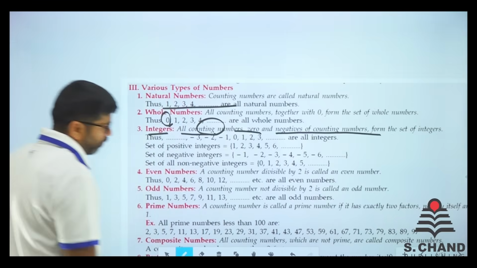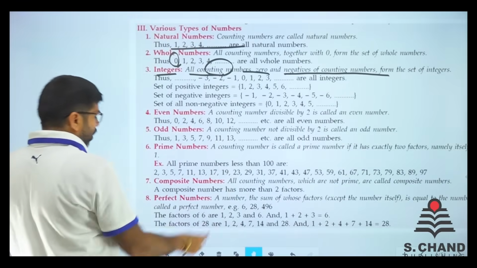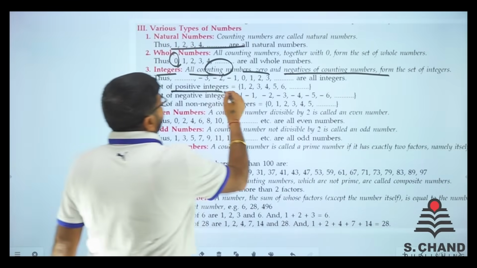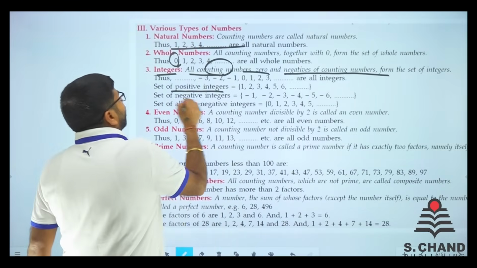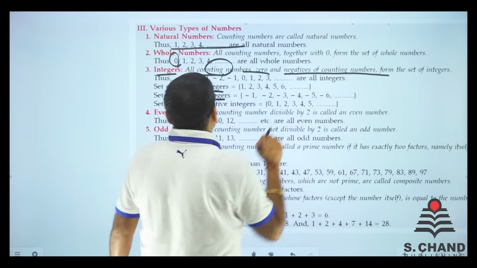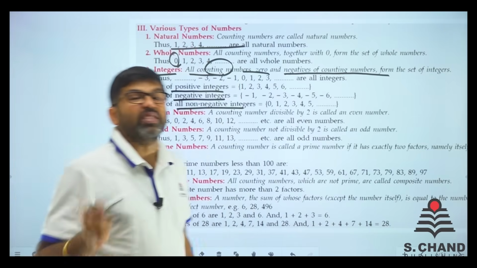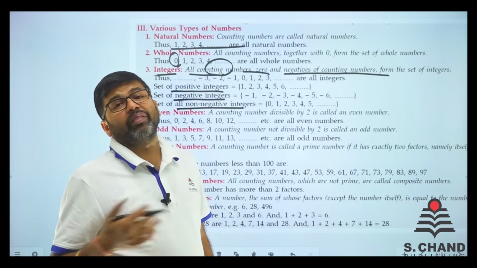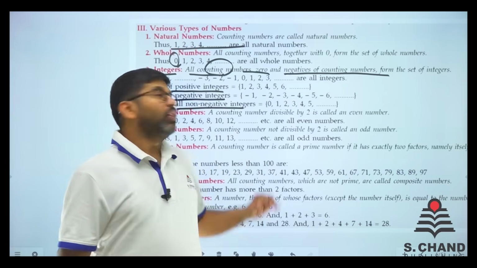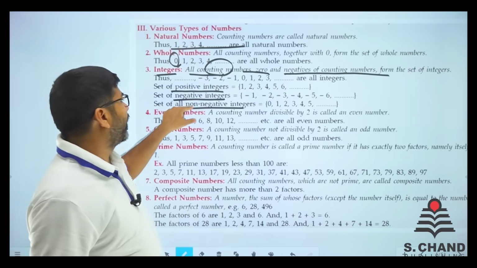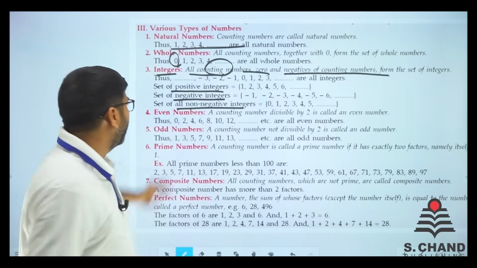So let's move forward. So we have got positive integers 1, 2, 3, 4, 5. Then we have got negative integers minus 1, 2, 3, 4, 5. And all non-negative integers. Non-negative includes 0 because 0 is neither negative nor positive. So all the non-negative integers are 0, 1, 2, 3, 4, right?